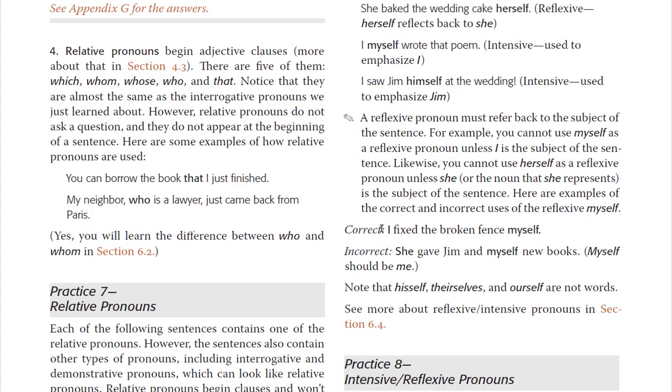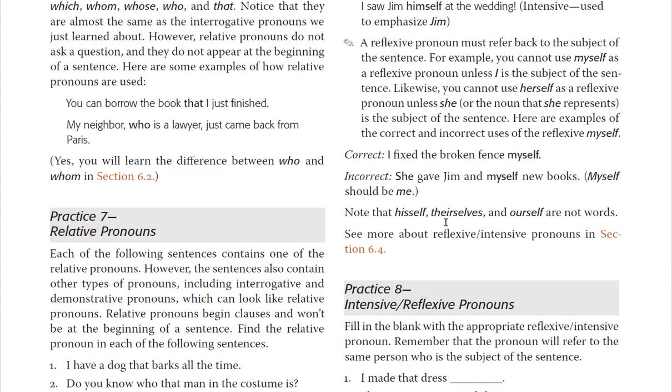I fixed the broken fence all by myself. She gave Jim and myself new books. No, myself has to already have a noun that it is modifying. So, she gave Jim and me. We always use an object pronoun after the verb. And also the words hisself, theirself, and ourselves are not words and do not exist in English.